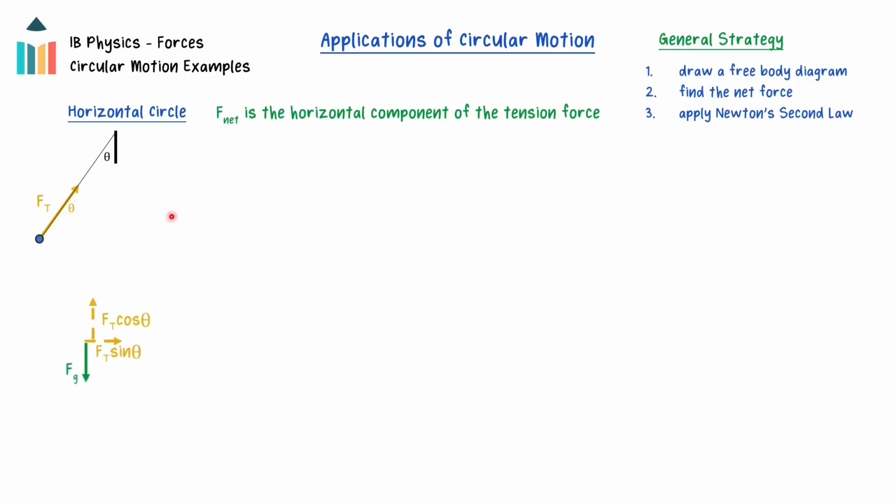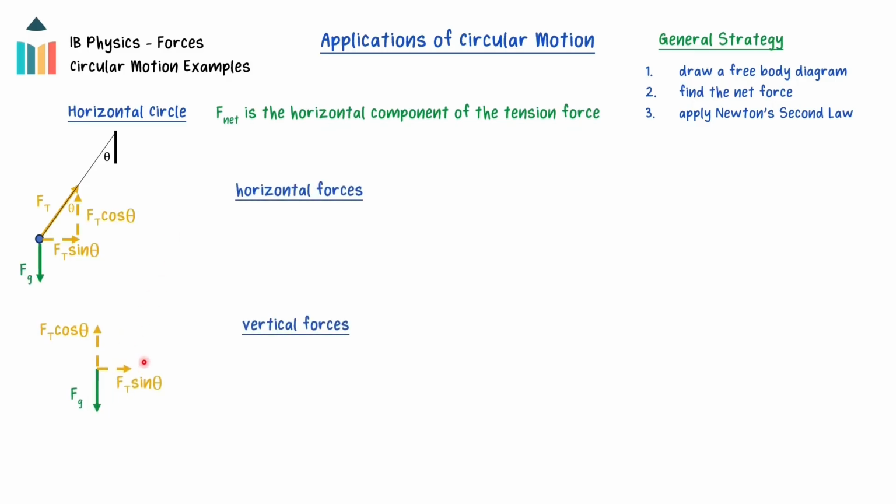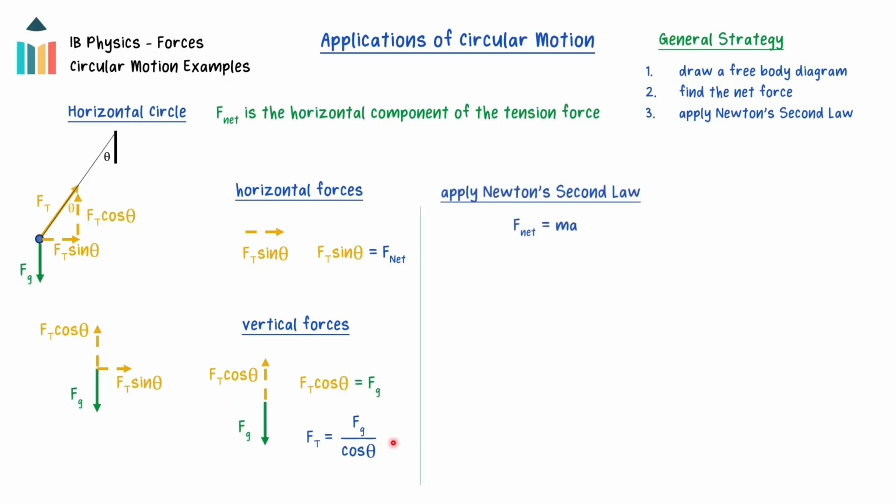In the horizontal dimension, the only force acting is the horizontal component of tension, so this will be the net force acting on the mass. In the vertical dimension, the force of gravity will be balanced by the upwards component of the force of tension. We can use this relationship to find an expression for the force of tension. Applying Newton's second law, and substituting the expression in for the net force, we can replace the tension with the expression from the vertical components of the forces.